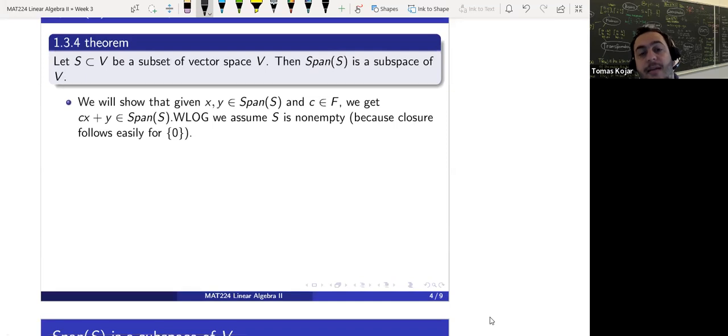Without loss of generality, we can assume that S is non-empty, because if it's empty, then its span is just the zero vector, and you can check that the zero vector has closure, because a0 plus 0V is equal to 0V, which is in the span of the empty set. It's nothing more complicated than that.